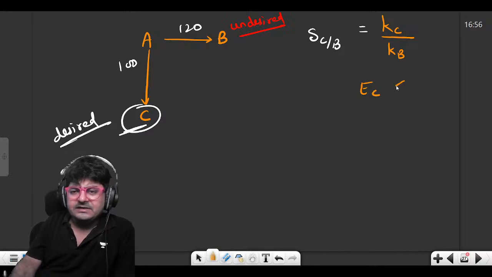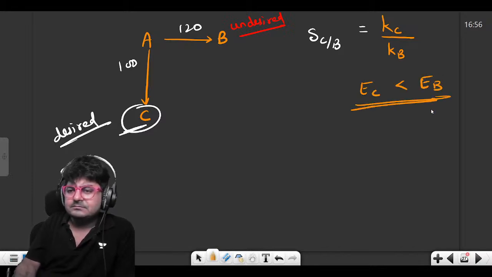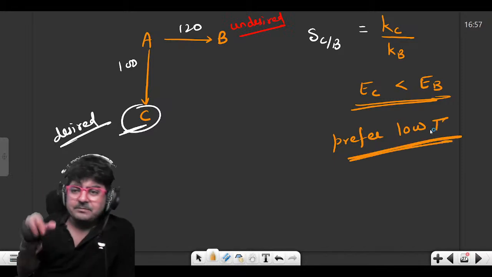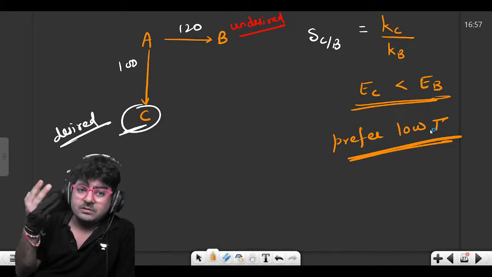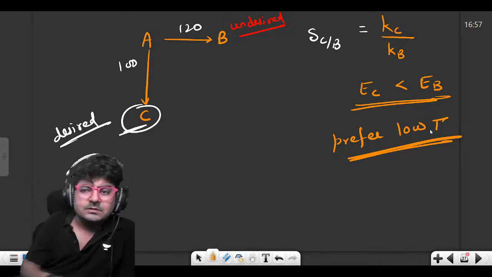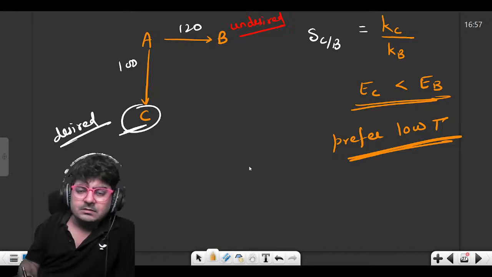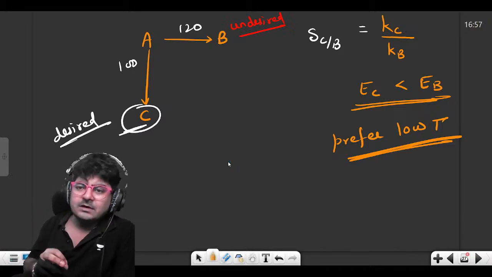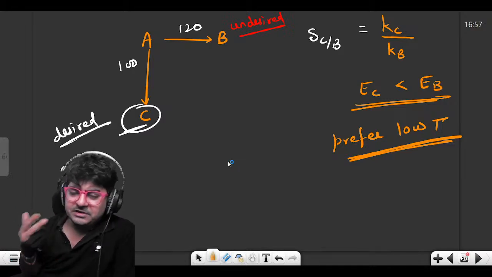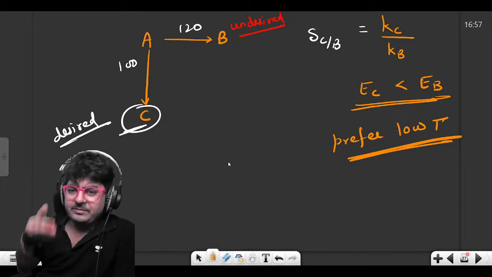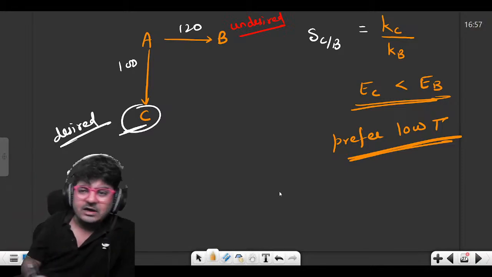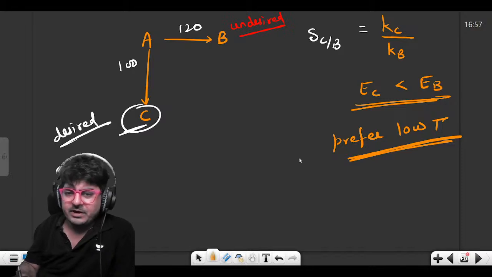अब activation energy देख लो. Activation energy for C is less than that of for B. So it means I will prefer low temperature, because if I keep the temperature low, then Kc will decrease less as compared to Kb. Yes. अगर एक्टिवेशन एनर्जी C का कम है और टेम्परेचर हम डिक्रीज कर रहे हैं तो Kc में जो डिक्रीमेंट होगा वो कम होगा एज कम्पेयर टू Kb, तो अल्टीमेटली रेशियो इंक्रीज हो जाएगा, है ना. आई विल कीप लो टेम्परेचर. ये मेरा फर्स्ट स्टेप हो गया.